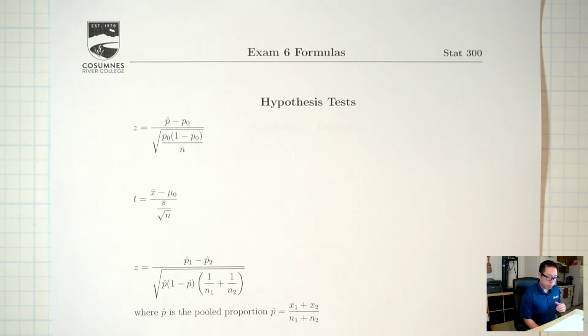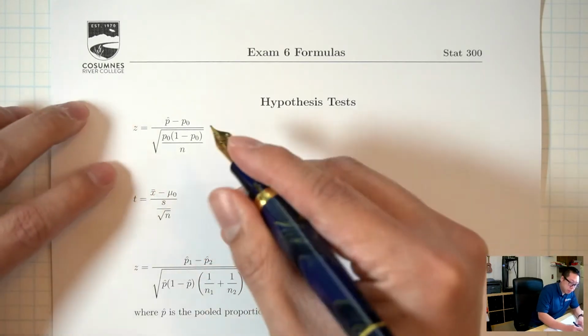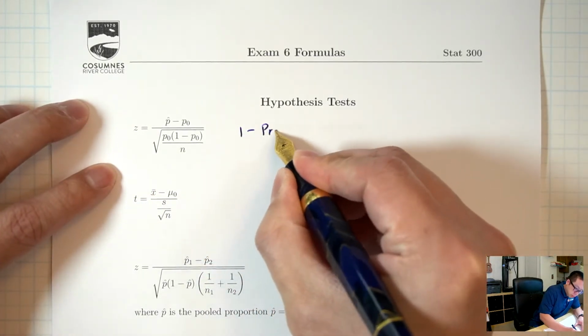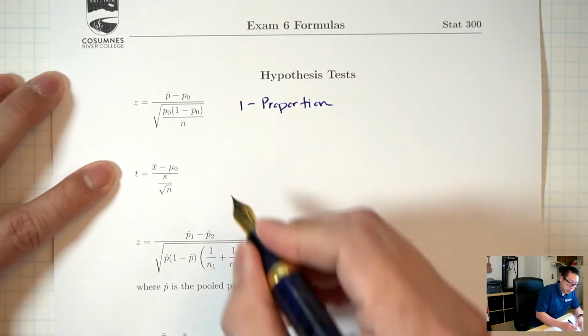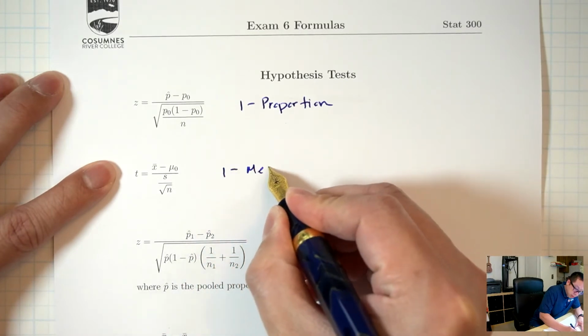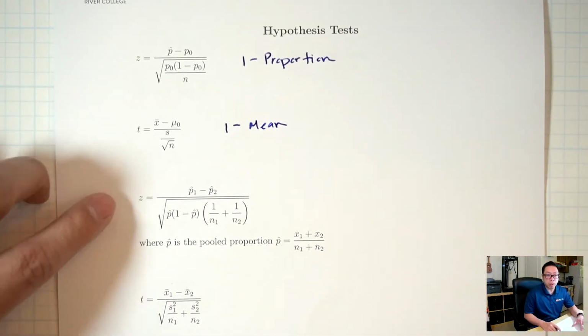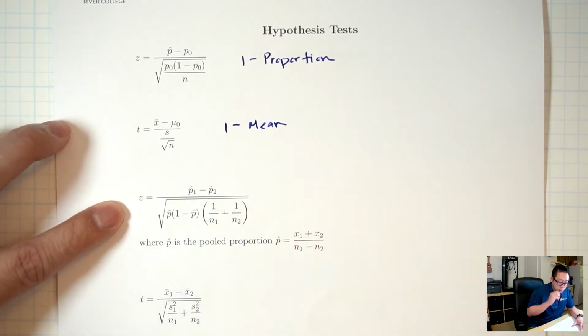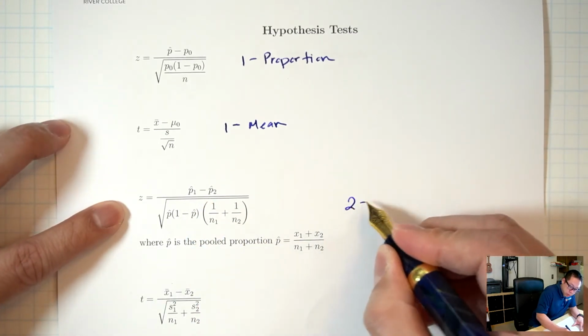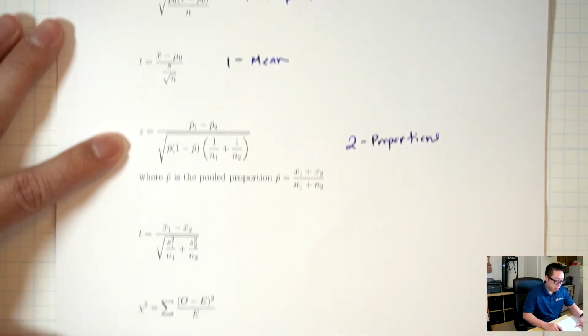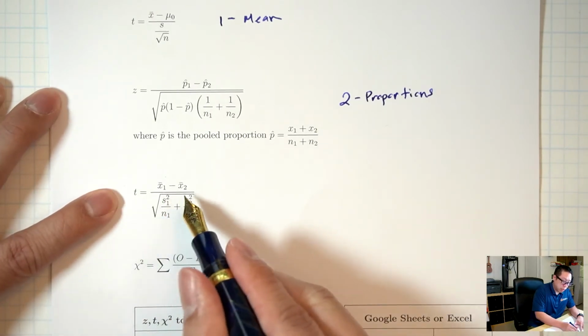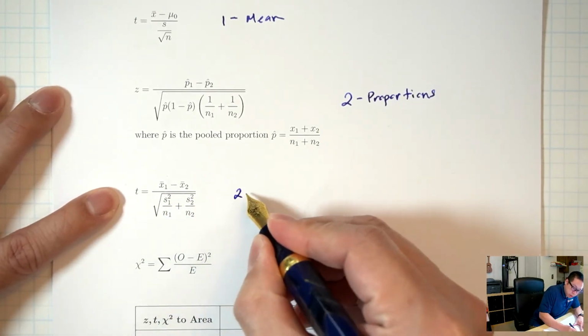The first page are the formulas for hypothesis tests. We've seen most of these formulas before. The first formula with the z, that's for the one proportion situation. The second formula with the t, that's for the one mean situation. The third formula with the z and the p1 hat, p2 hat, that's for the two proportions situation. The fourth formula with the t and the x1 bar and x2 bar, that's for the two means situation.